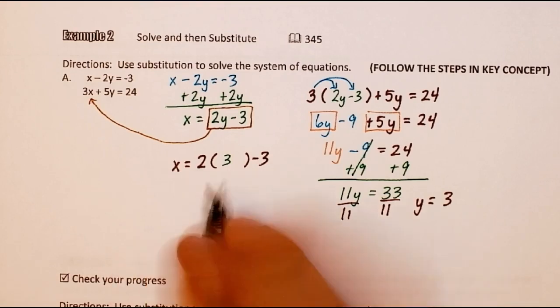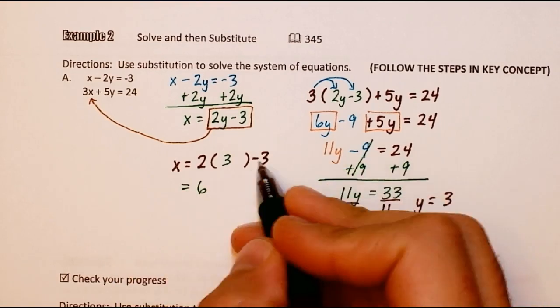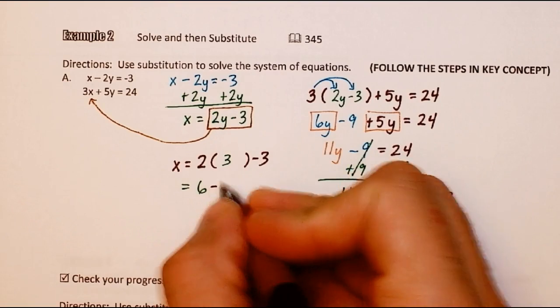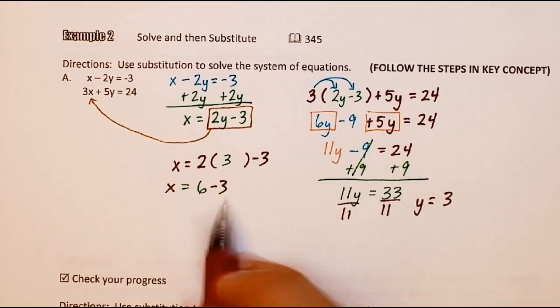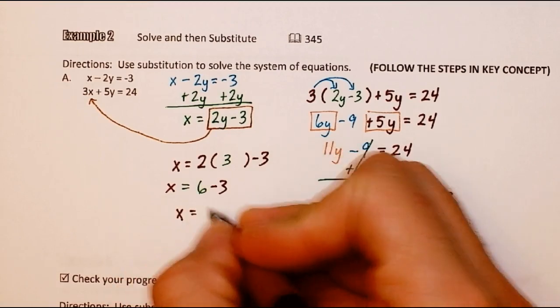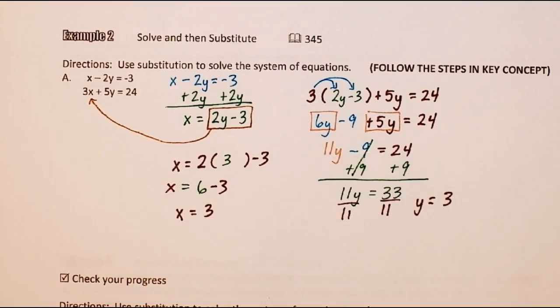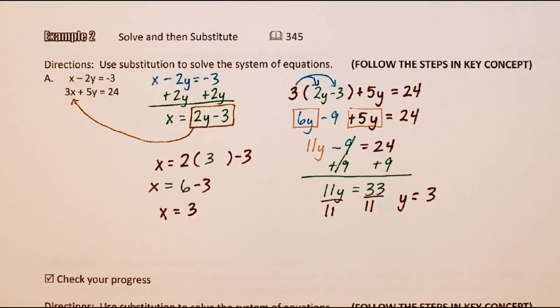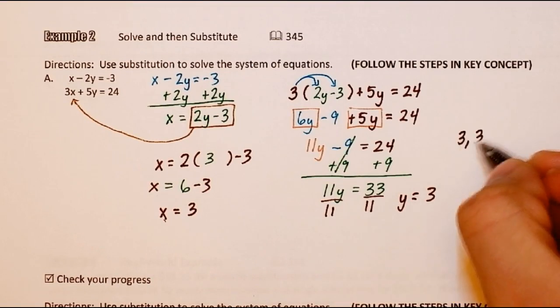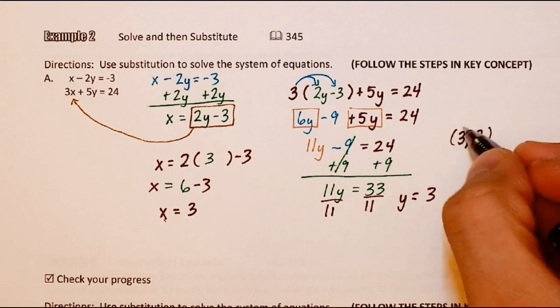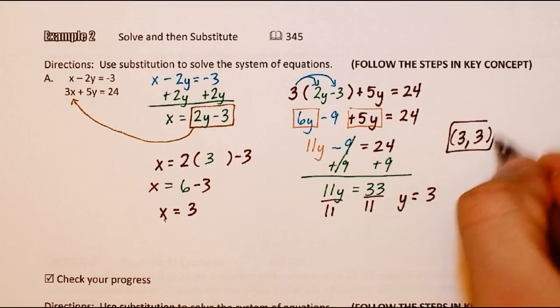2 times 3 is 6. And I still have this minus 3, and that is going to give me the value of x. 6 minus 3 is positive 3. Now my answer has to be written as an ordered pair. So if I'm going to write it as an ordered pair, remember x comes before y. So positive 3, comma, positive 3. This is your x value and your y value.